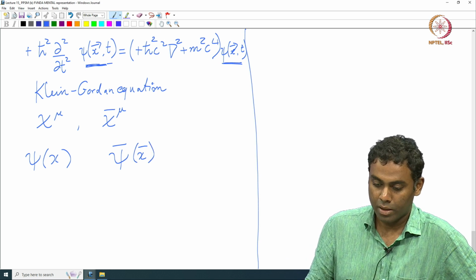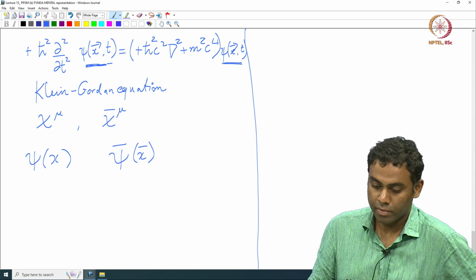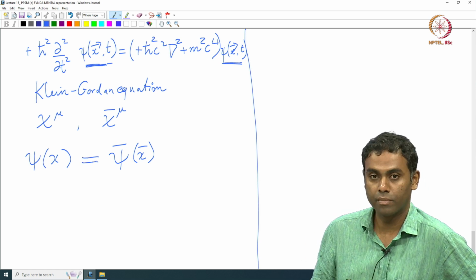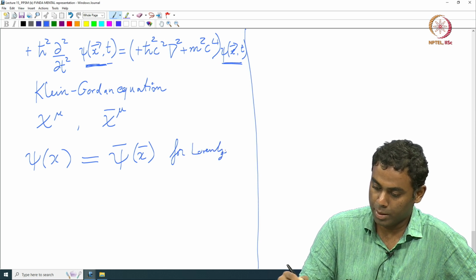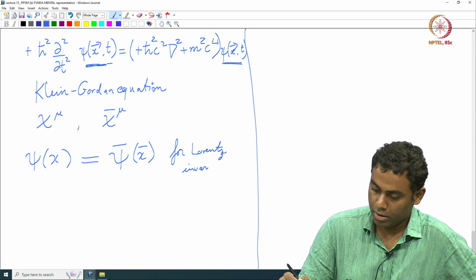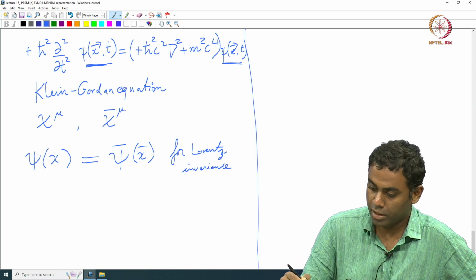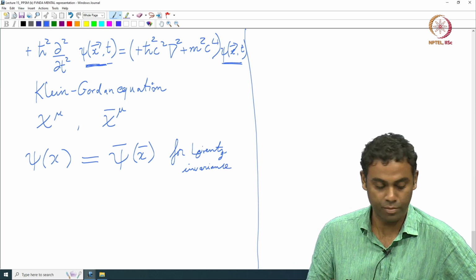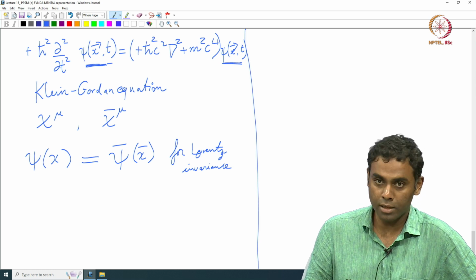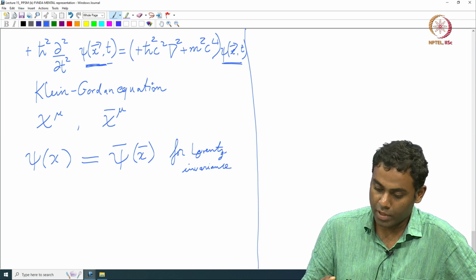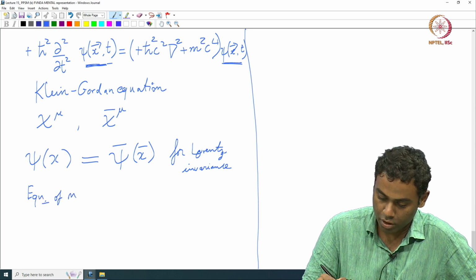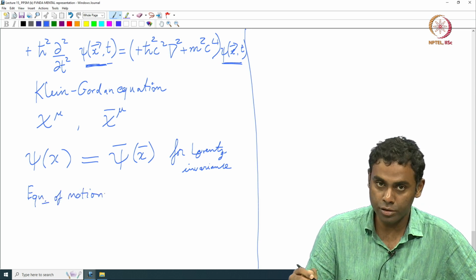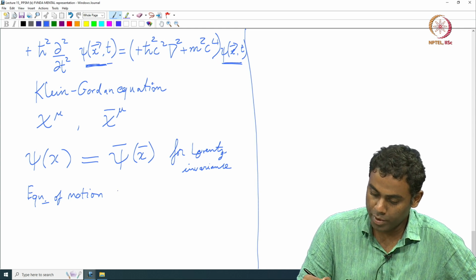Agreed. So what is the condition for Lorentz invariance? The condition is these two should be the same. At the least they both should measure the same field, the same state, agreed. The laws of physics should not change across inertial frames. Not only that, one should also demand that the entire equation of motion, whatever it is, the Klein-Gordon or whatever, the equation of motion should also be Lorentz invariant.